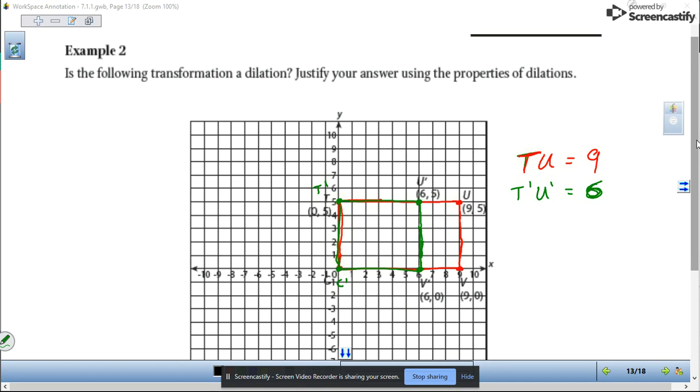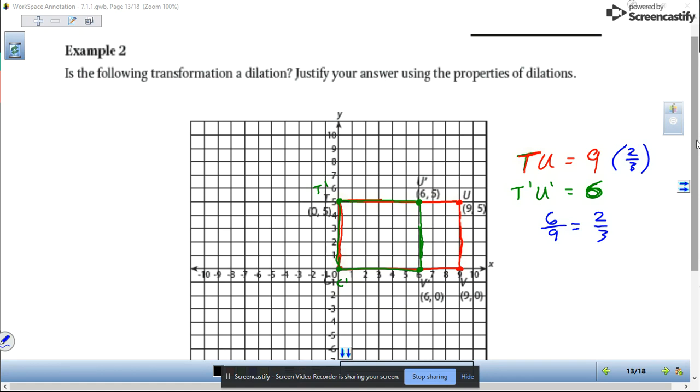Now, how do you get from 9 to 6? You would multiply by 2/3. Okay? So, how do you get that? You take 6 divided by 9, which reduces to 2/3. You take the length of the image and you divide it by the length of the pre-image. Obviously, if this is going to indeed be a scale factor, we're talking about a reduction, right? Because it got smaller. The green rectangle is smaller than the red rectangle.